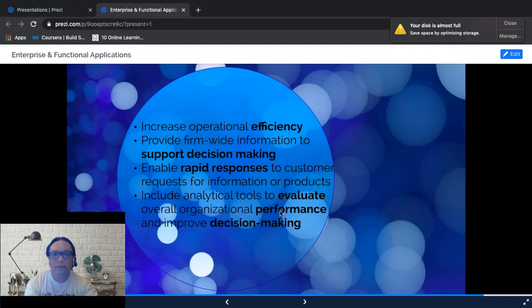So whether you wanted to know how well your company performed, of course, you can just look at the figure. Okay, this time this year we have gained this much profit. But sometimes you need much more information.